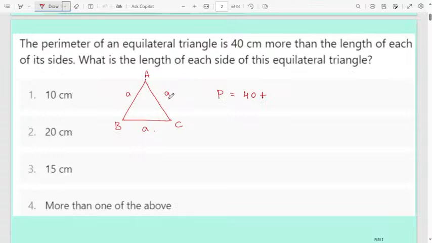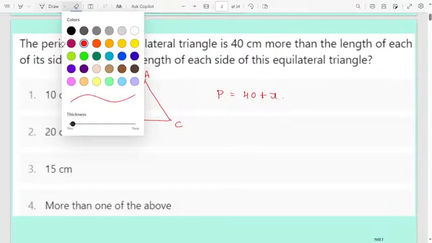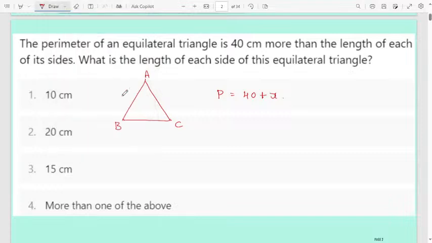Consider the length to be x centimeter. You can consider even a or x, any unknown variable you can take here. I will consider x centimeter. The perimeter of an equilateral triangle is 40 centimeter more than the length of each side, then what is the length of each side? You have to find x here. What is meant by the perimeter? The sum of the lengths of all the sides. I will write it here.